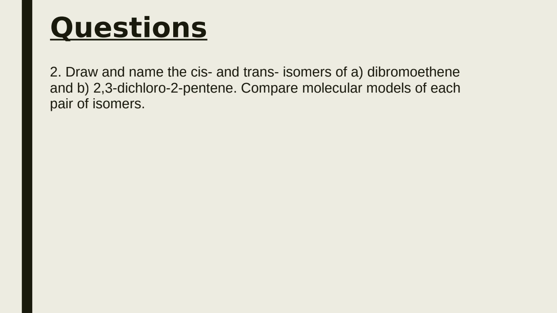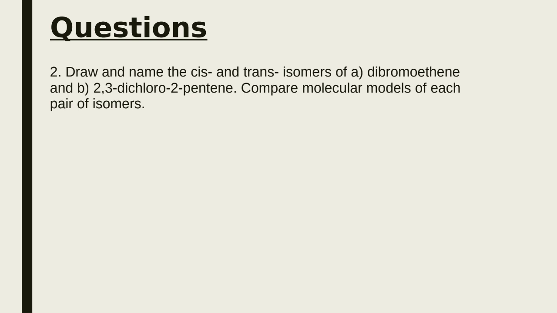I'm going to get you to try this last one on your own. It says draw and name the cis and trans isomers. Remember what that means. Cis and trans applies to alkenes and the position of atoms around the double bond, either same side or opposite side, of dibromoethene. And then 2,3-dichloro-2-pentene.